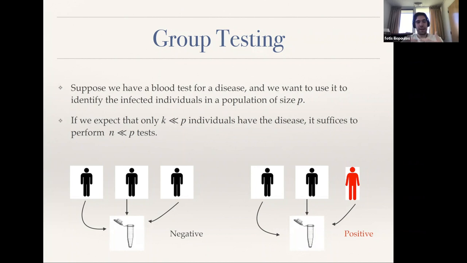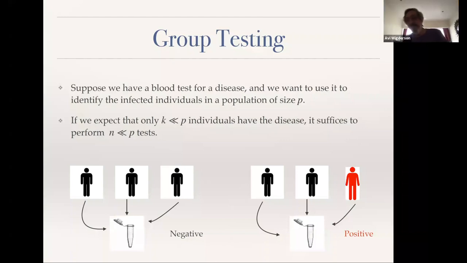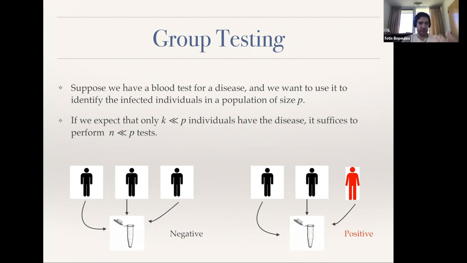On the other hand, if the test comes back positive, then we'd know that at least one of the individuals was infected. And the idea of group testing is that by forming the groups and then doing these pool tests, we can actually perform much fewer tests than P. Okay, that makes sense at a high level, what the idea is. Yeah, a good example is when there's only one sick person, for example. Right, that's a good example.